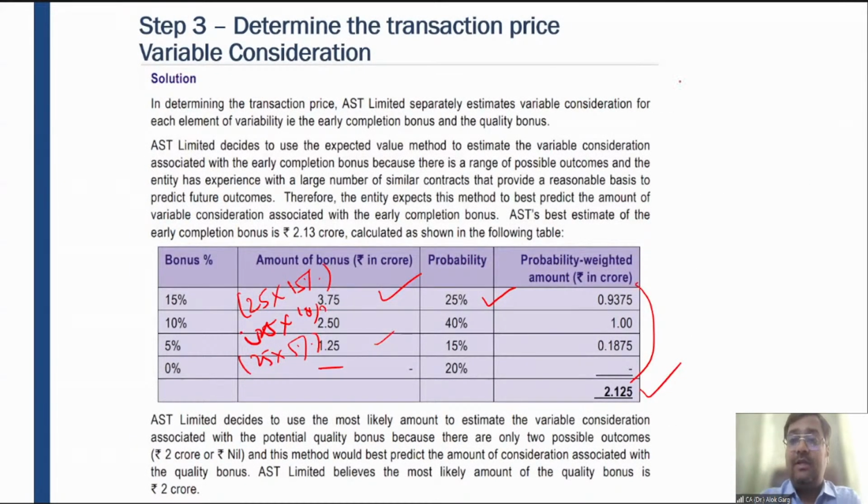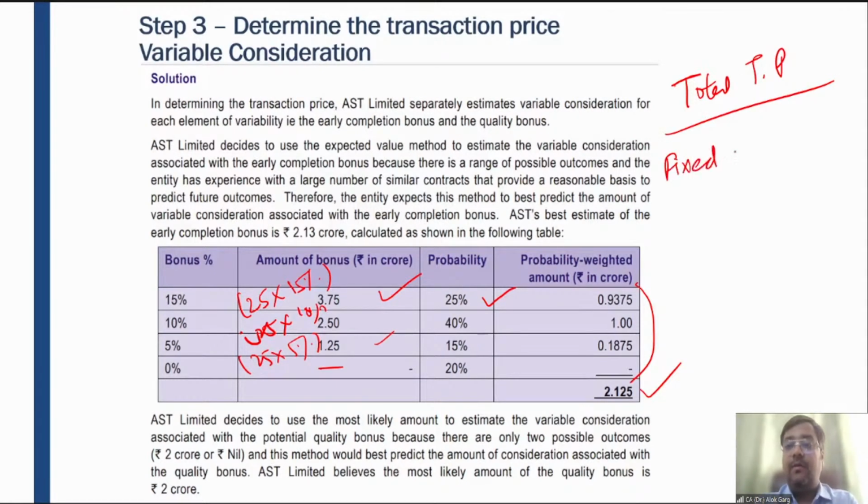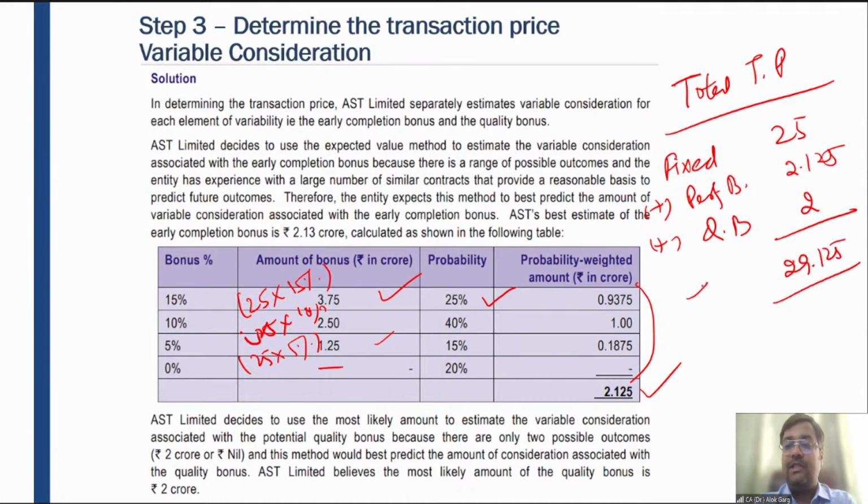So what is my total consideration? This is my total transaction price. My total transaction price is fixed consideration, which is 25 crore, plus performance bonus, which is 2.125 crores, plus quality bonus, which is 2 crore, and the total is coming out at 29.125 crore. This will be my transaction price on the basis of variable consideration.